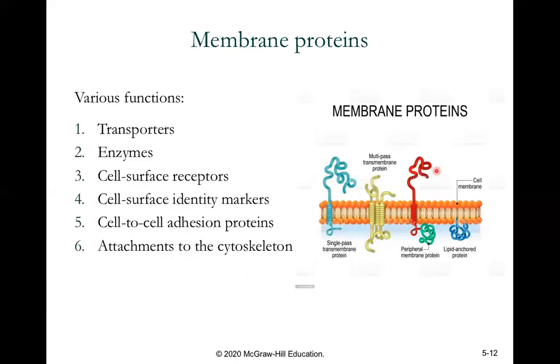Now we have membrane proteins that include various functions: transporters, enzymes, cell surface receptors, cell surface identity markers, cell-to-cell adhesion proteins, along with attachments to the cytoskeleton. And all this happens within the membrane proteins. You can see on the right that image that shows the bilayer and the membrane, the single transmembrane proteins that are there, along with the multi-pass proteins, peripheral membrane proteins, the cell membrane itself, along with that lipid anchored protein.